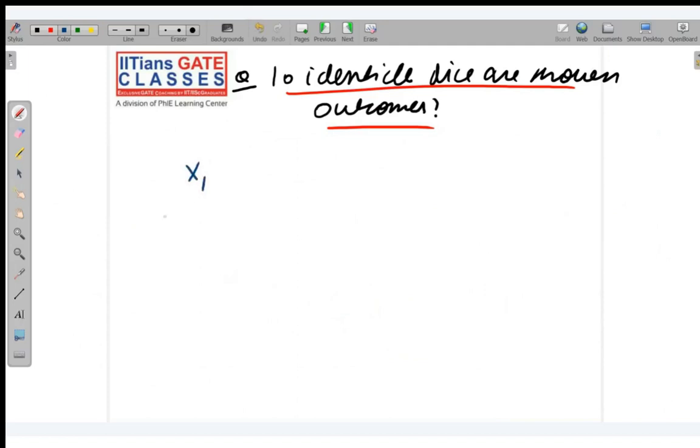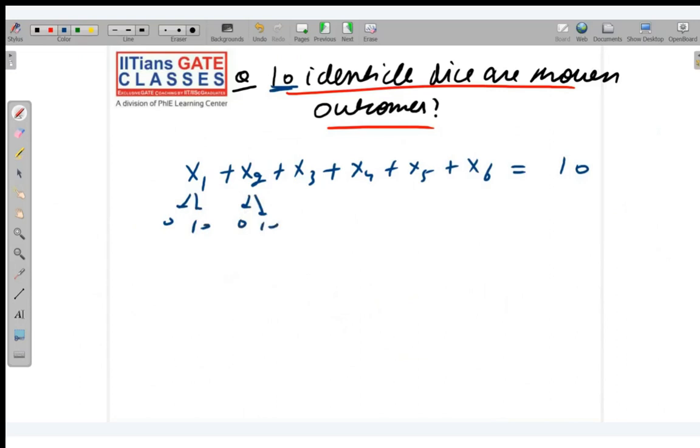So x1 means number of ones, x2 number of twos, x3 number of threes, x4, x5 and x6, and that should be equal to 10. Why? Because 10 identical dice have been thrown. So x1 can take value from 0 to 10, x2 can take value from 0 to 10, and so on. So number of ones can be minimum 0 and maximum 10. Number of twos can be minimum 0, maximum 10, and so on.